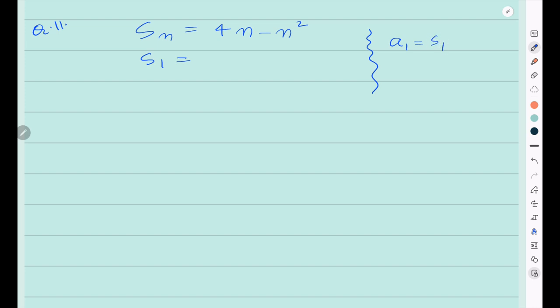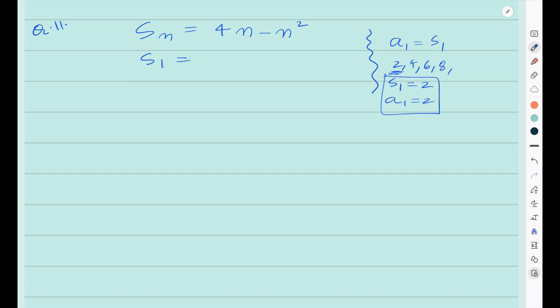A1 will be equal to S1. Why can we say that? Let us take an example. If we take the example 2, 4, 6, 8, etc. S1 will be the sum up to the first term, that will be 2. And what will be the first term? It will also be 2. So S1 and A1 are always the same. But from the second term it will change. So let us go further.